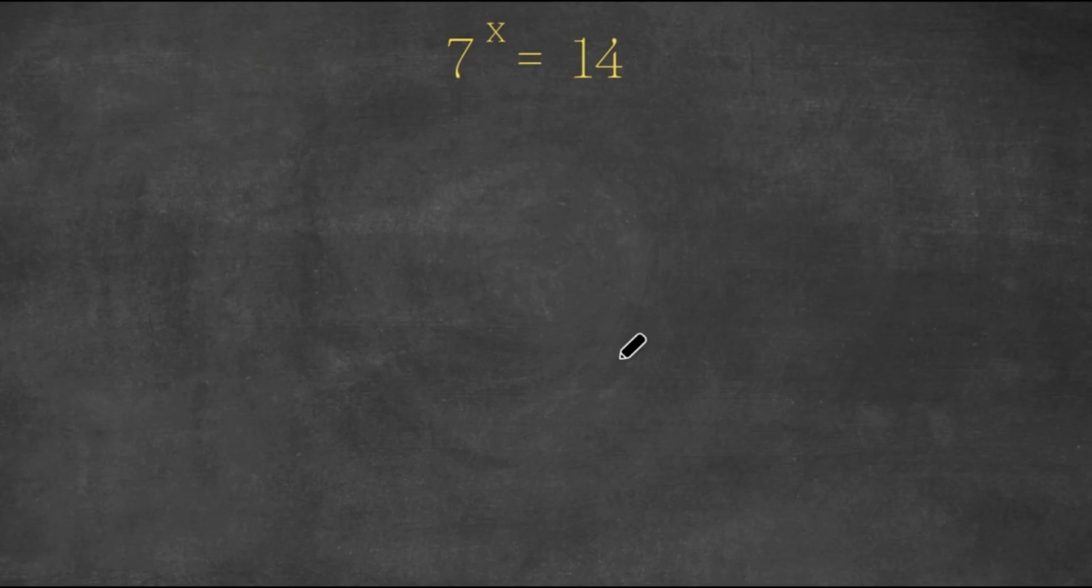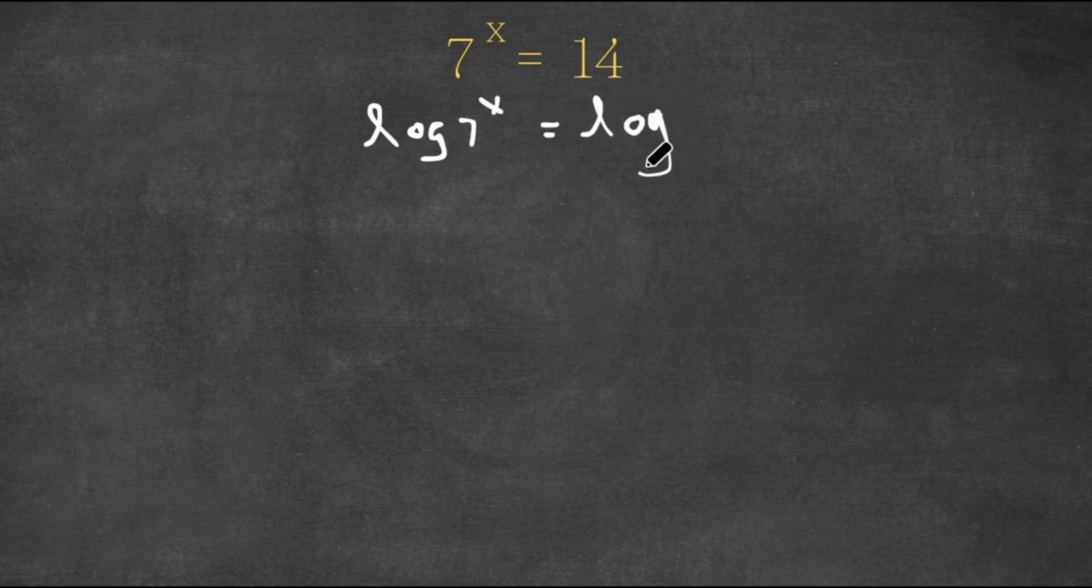Guys, welcome back to Click Academics. In today's video, I'm going to be teaching you guys how to solve this exponential equation. So we have 7 to the power of x is equal to 14. Now what I'm first going to do is take the log of both sides. So now we have log of 7 to the power of x is equal to log of 14.